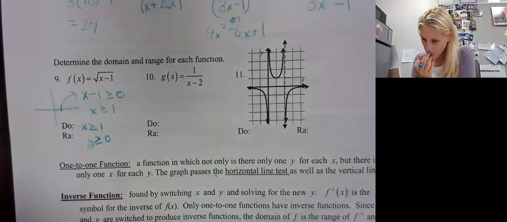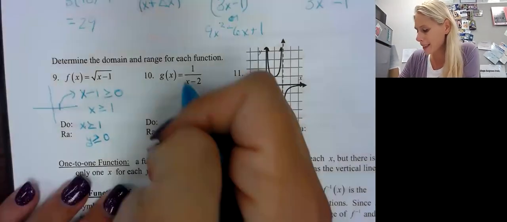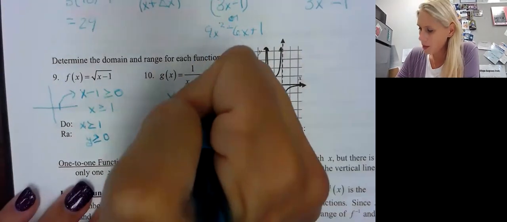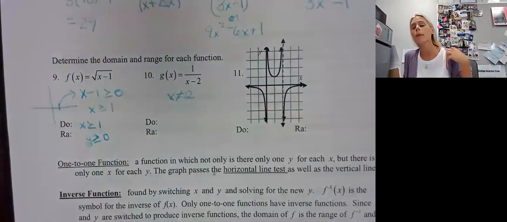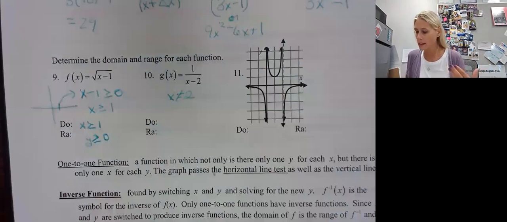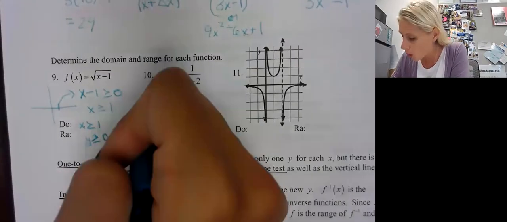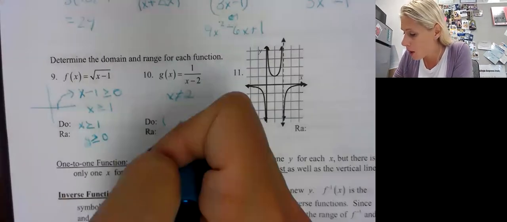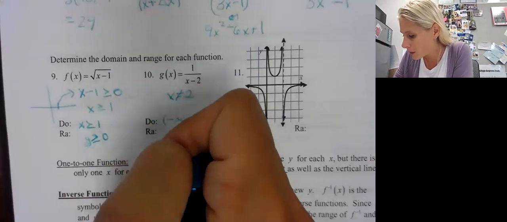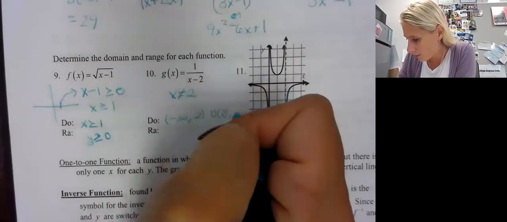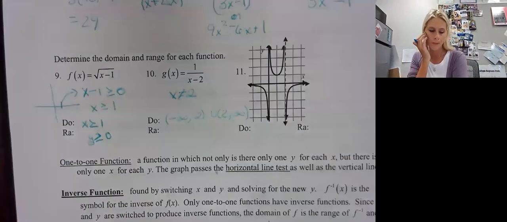Number 10, we know that what can't x be? X cannot be 2. Because if x were 2, you would have 0 in the denominator, and then we can't divide by 0. So that's your asymptote. Now, if we're talking about domain, we can either just say x cannot be 2, or we can write it in interval notation, which would be negative infinity to 2 and 2 to infinity. Okay, either way is fine.